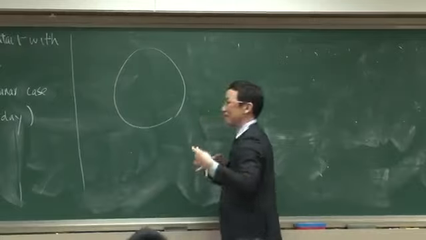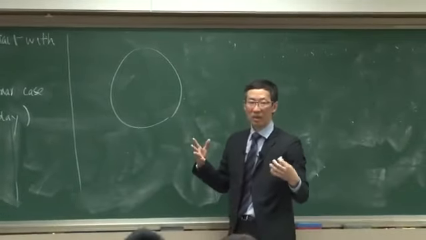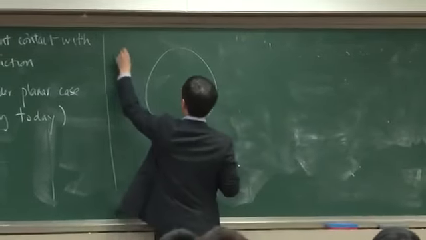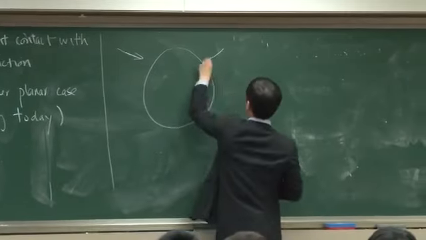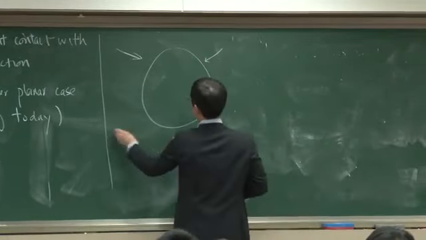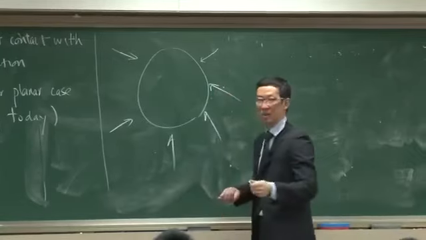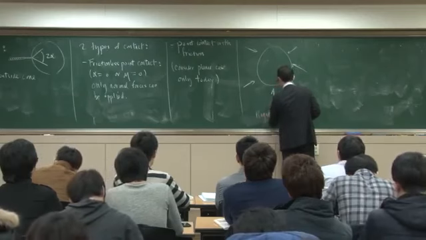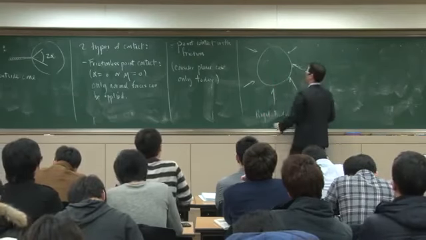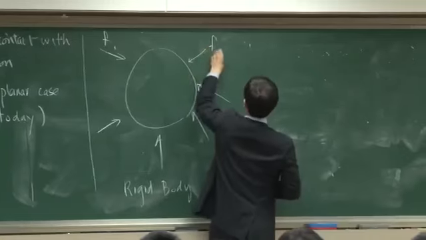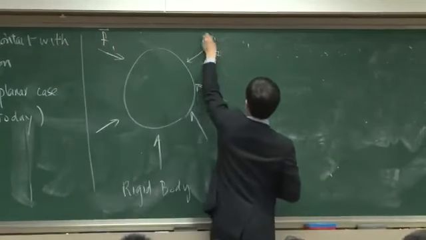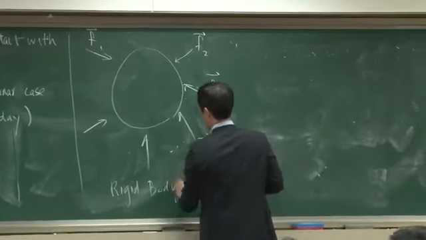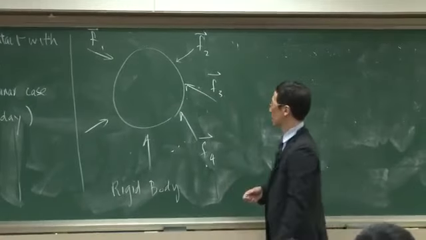So for this, let's just look in general at the three-dimensional case. We have a bunch of, say, forces being applied to this rigid body. Let's call the forces F1, F2. So these are now a bunch of forces.